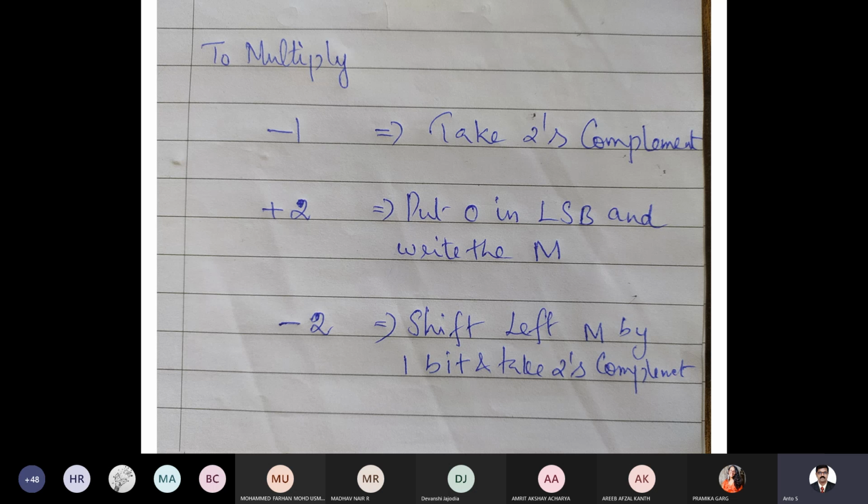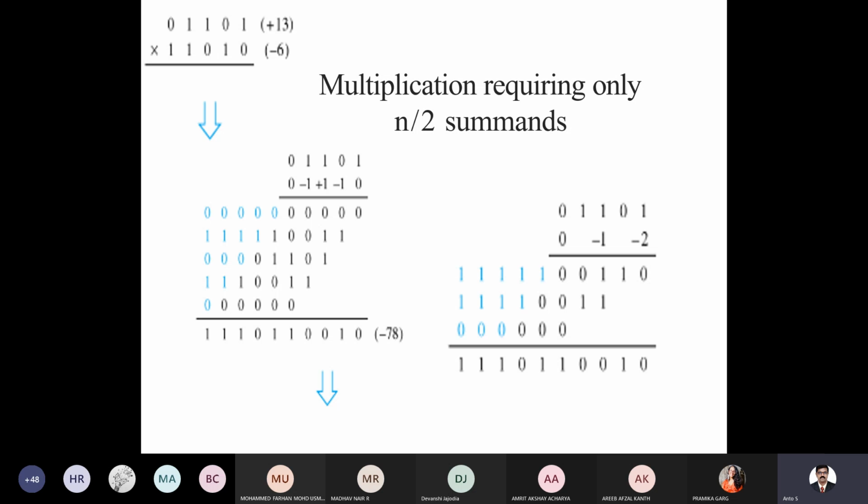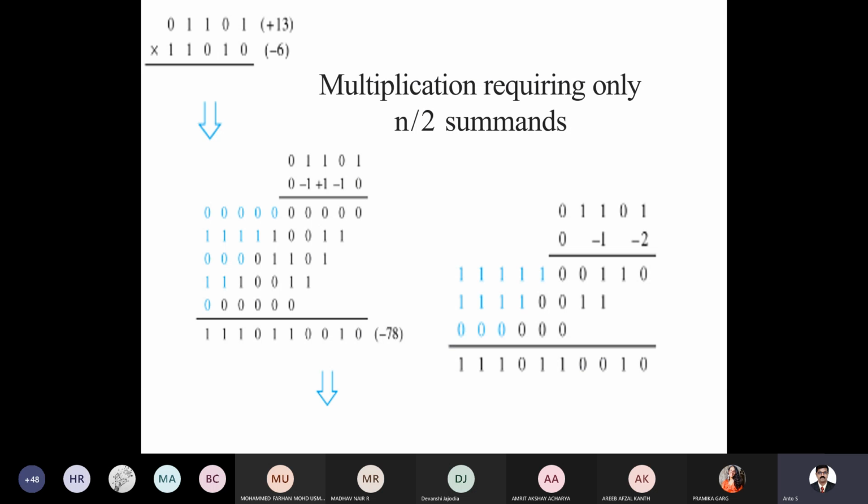Come back. So here we have decided to multiply with 0, minus 1 and minus 2. First it is minus 2. So minus 2, how is it done? Shift left m by 1 bit and take 2's complement. So please refer to that PDF. There it is given how to do the shift left.